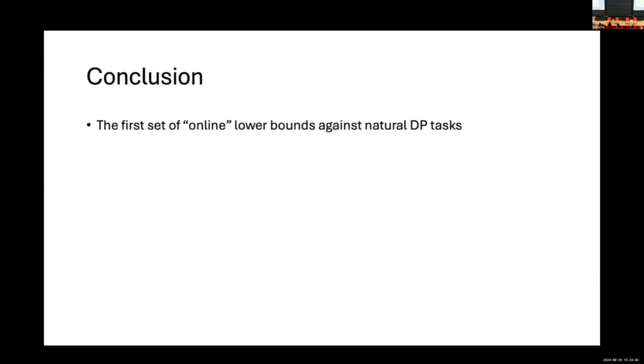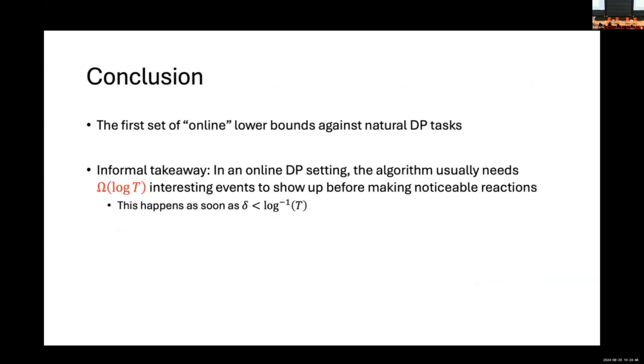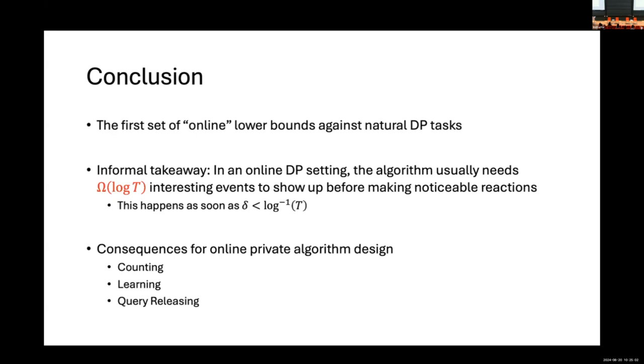So with that in mind, let me wrap up. In this work, we prove a first set of online lower bounds against natural DP tasks. And what we say is that in an online DP setting, the algorithm usually needs to see log T interesting events show up before making any noticeable reaction. And this happens as soon as your delta is mildly small. And we derive several consequences for online private algorithm design, including counting, learning, and query releasing.